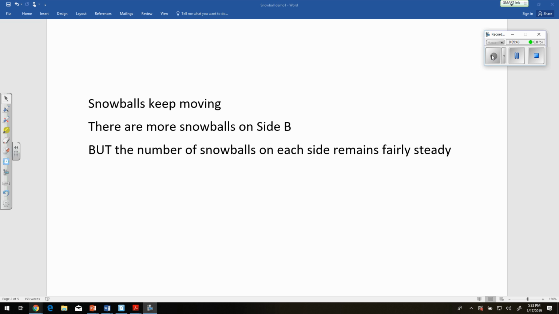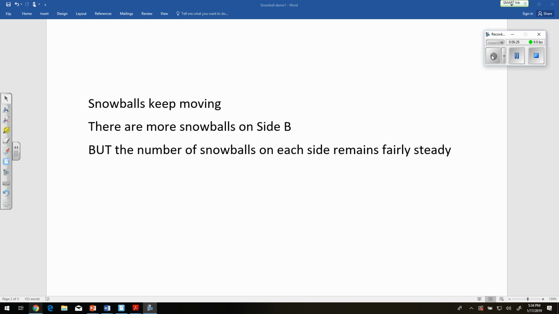So, at the state of dynamic equilibrium, the snowballs keep moving back and forth. So even though the numbers of snowballs remain constant, they kept moving back and forth. There were always more snowballs on side B than on side A, because there were fewer people to throw, so the snowballs started to accumulate on side B. But the number of snowballs on each side remained constant. They remained fairly steady. So if you look back up at the graph that you saw on the last page, the number of snowballs remained constant.